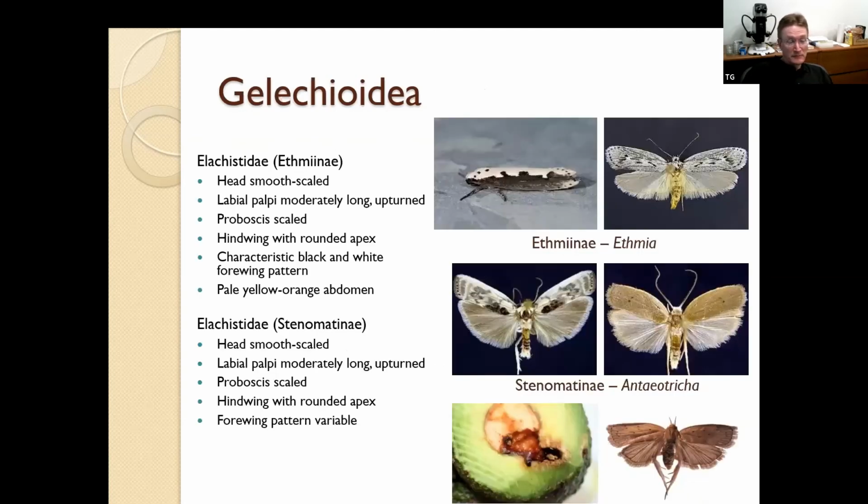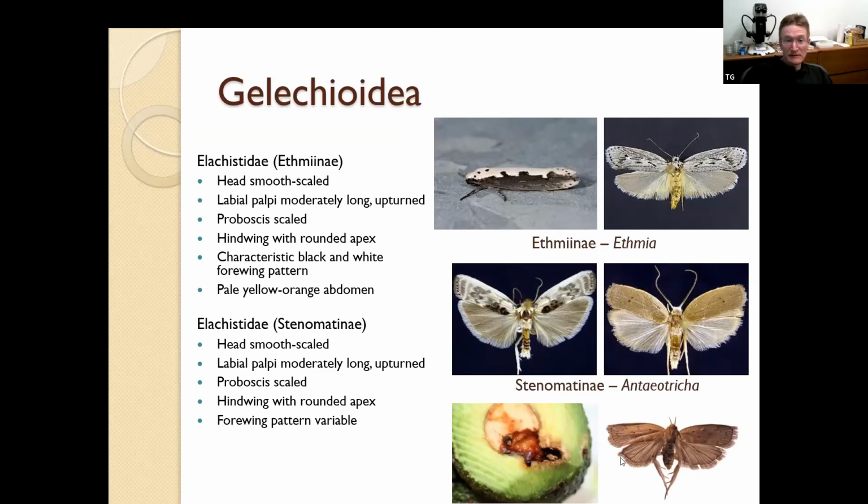A family within the Gelechioidea is the Elachistids, and a couple of subfamilies within that family are the Ethmiines and the Stenomatines. The Ethmiids all sort of have a similar type of pattern. These are found commonly in various parts of the world, certainly Western North America, where they're very common. The group that you might be more interested in is the Stenomatines, this group down here, the 4 pictures on the bottom right.